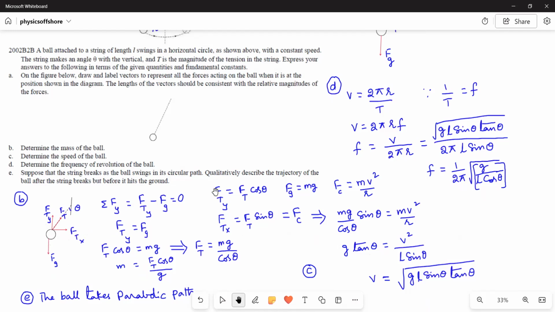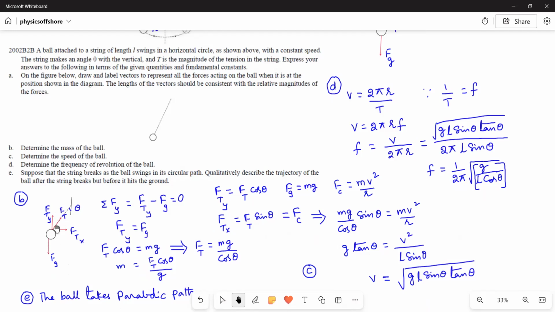So what are Ftx and Fty? Fty is Ft cos theta because Fty is the adjacent side to the angle. That is why this is Ft cos theta. And then x is the opposite side. Therefore, Ftx is Ft sin theta.